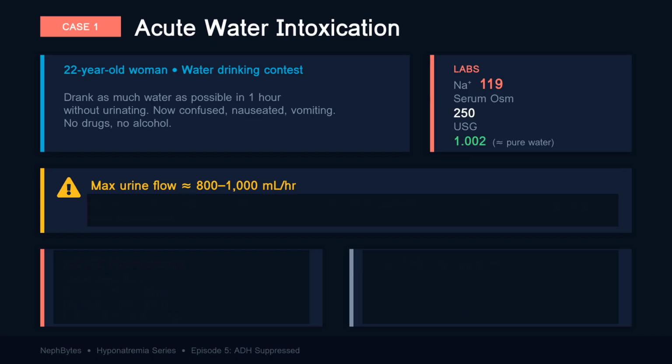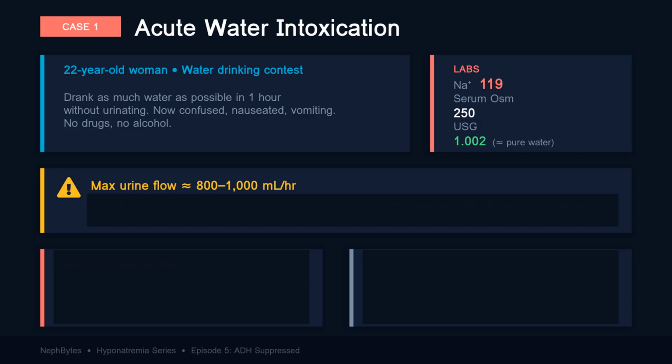That sounds like a lot. But the maximum urine flow rate the kidneys can sustain is only about 800 to 1,000 milliliters per hour. So if someone drinks faster than a liter an hour, the kidneys physically cannot keep pace. Plasma volume expands. The sodium gets diluted. It falls fast. This patient has been drinking for an hour straight without urinating. Her kidneys never had a chance.